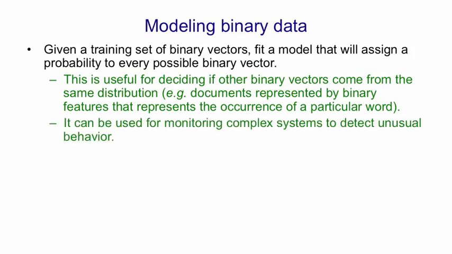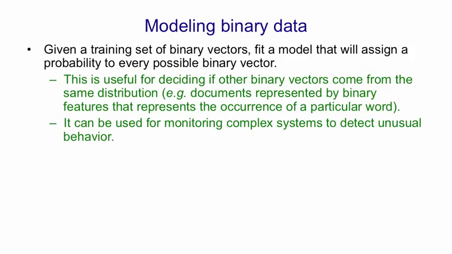You could also use Boltzmann machines for monitoring complex systems to detect unusual behavior. Suppose, for example, that you had a nuclear power station and all of the dials were binary. So you get a whole bunch of binary numbers that tell you something about the state of the power station. What you'd like to do is notice that it's in an unusual state, a state that's not like states you've seen before. And you don't want to use supervised learning for that, because really you don't want to have any examples of states that cause it to blow up.